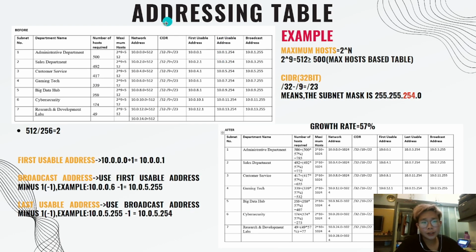So the next topic is addressing table. This slide has 2 tables, which are before and after. The table includes department name, number of hosts required, maximum host, network address, CIDR, first usable address, last usable address, and broadcast address. So let me explain how to get these values.